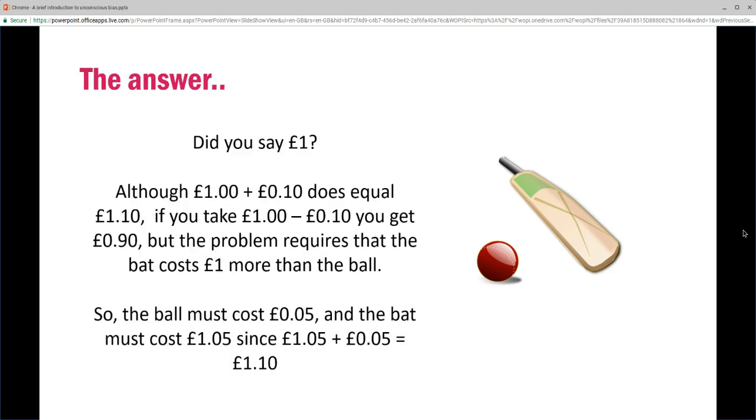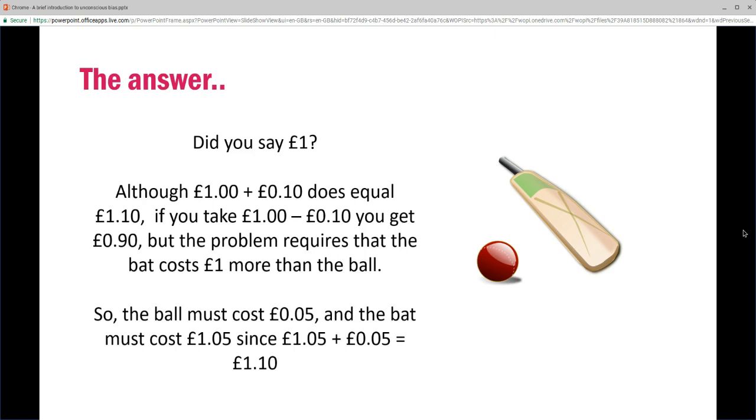So, what is the answer? Did you say £1? Well, congratulations if you didn't, because most people give the answer £1 when answering this question. Intuitively, that seems to be the obvious answer. And although it's true that £1 and 10p does equal £1 10p, if you take £1 minus 10p, you get 90p. But the problem asked for the bat to cost £1 more than the ball. So the ball must cost 5p and the bat must cost £1 5p.